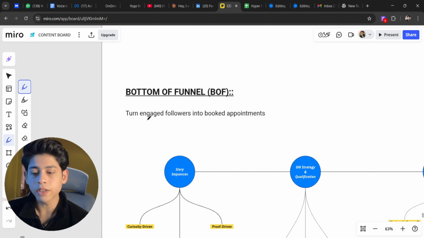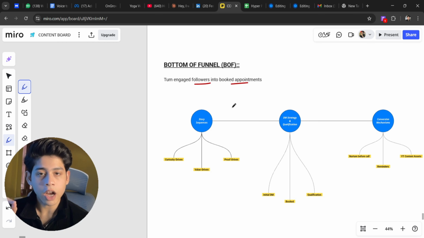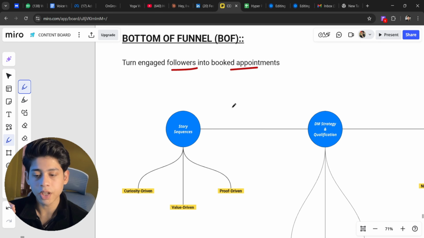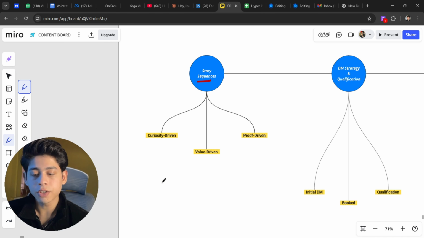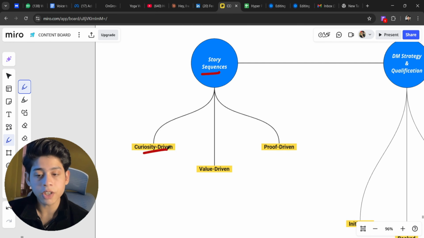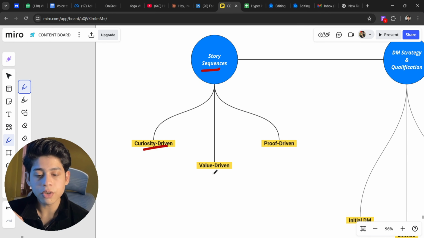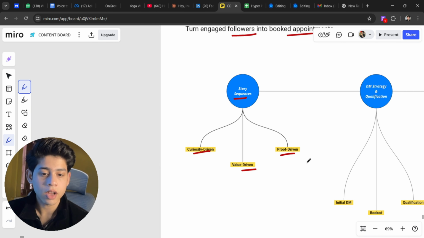So here what we do is we turn the engaged followers into booked appointments, right? And how we do this, we use this strategy. We use the story sequences. Now what sort of story sequences? So story sequences is curiosity driven story sequences, value driven story sequences, and proof driven story sequences. So these are three types of story sequences that actually work like magic, right?